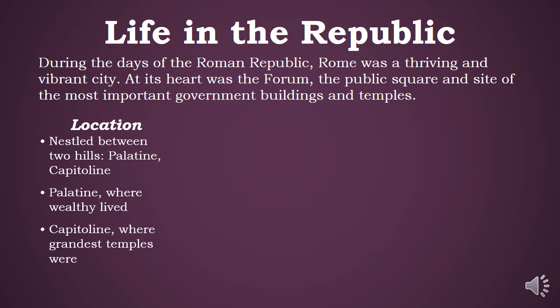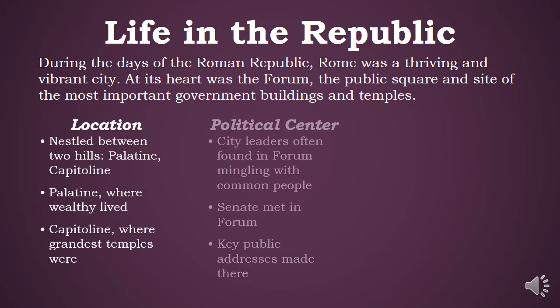Rome itself, as we know, is going to be located between 7 hills. The Forum itself is going to be nestled between 2 of those hills, Palatine Hill and Capitoline. Palatine is going to be where the wealthy are going to live. And on the opposite side, Capitoline Hill is going to be where the grandest temples to those Roman gods and goddesses will be located. You would find everybody in the Forum, you'd find the members of the government, you'd find the common lay people, you'd find the slaves there going to do the business for the people they worked for.